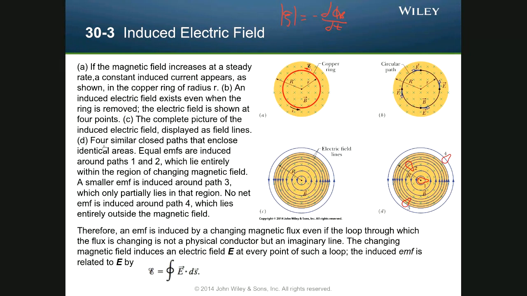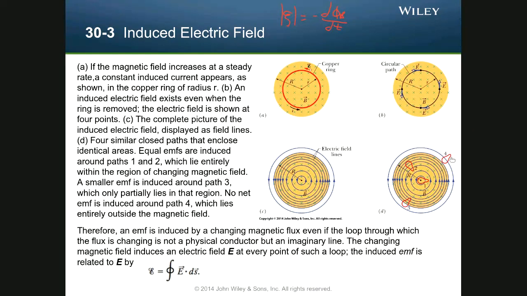For four similar closed paths that enclose identical areas, equal EMFs are induced around paths 1 and 2, which lie entirely within the region of changing magnetic field. A similar EMF is induced around path 3, which we have here. No net EMF is induced around path 4, which lies outside the magnetic field. So you have EMF induced if your path is in the magnetic field.